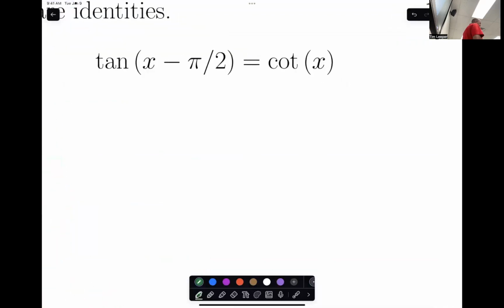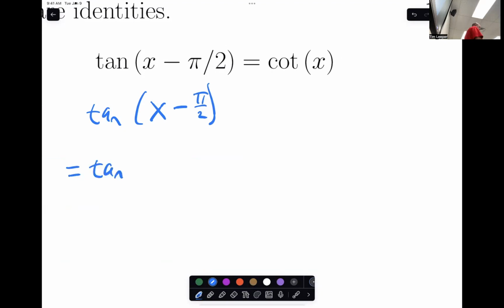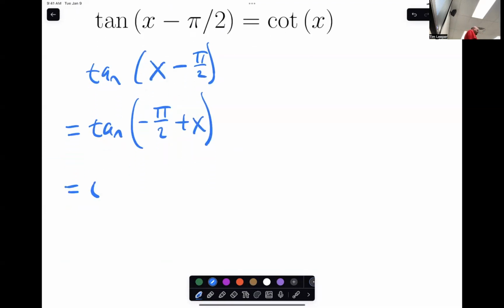Looking at tangent of x minus pi over 2. That's equal to cotangent of x. That's what we're seeing here, right? We're going to do the exact same thing as we just did. We're going to begin with the tangent of x minus pi over 2. Flip it around just like we did. So it's going to be tangent of negative pi over 2 plus x. Notice that I need to go ahead and factor out that negative there.